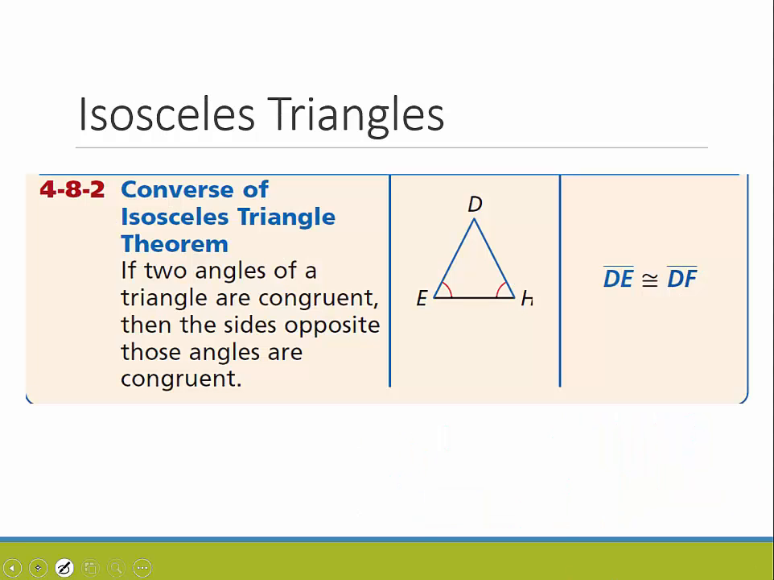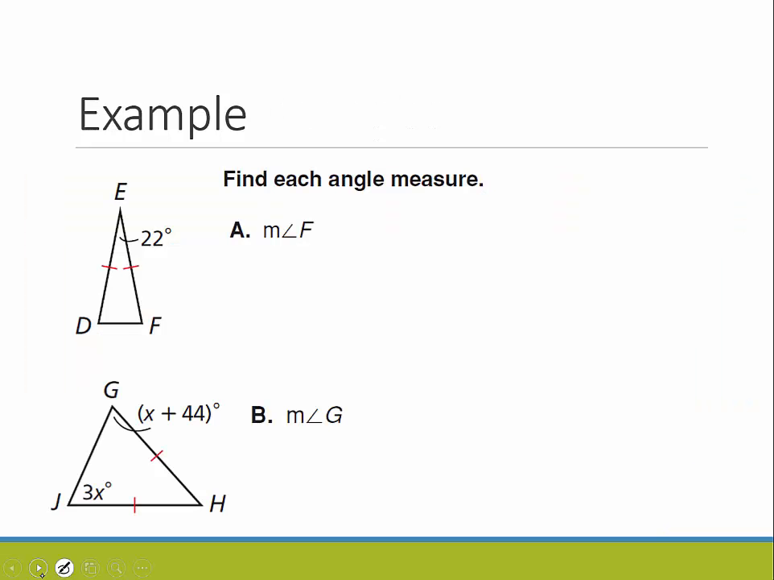So here's another one. The converse also works. If you have two angles in a triangle that are congruent, that means that these sides have to be congruent as well. So let's do an example. We won't prove this one. So I'm going to tell you that these two sides are congruent. So that means that these two angles have to be congruent.